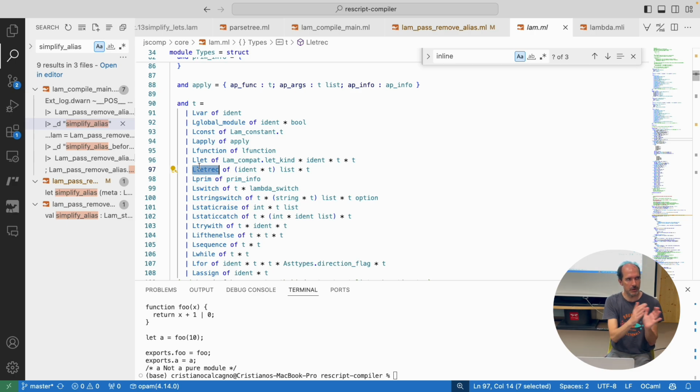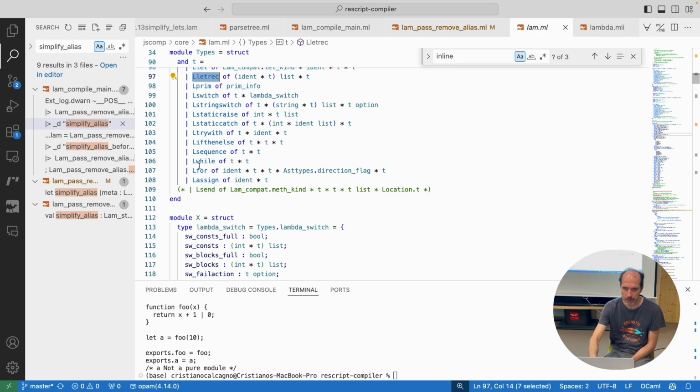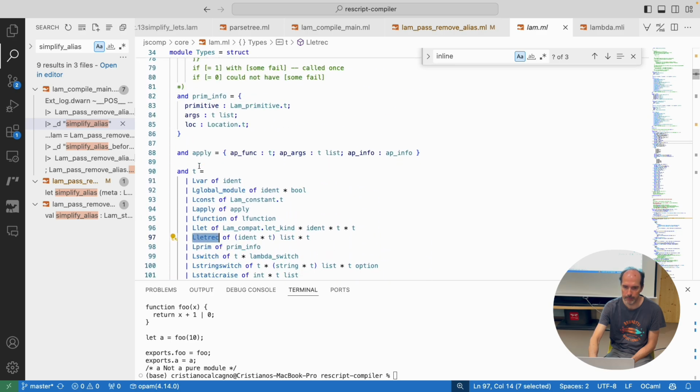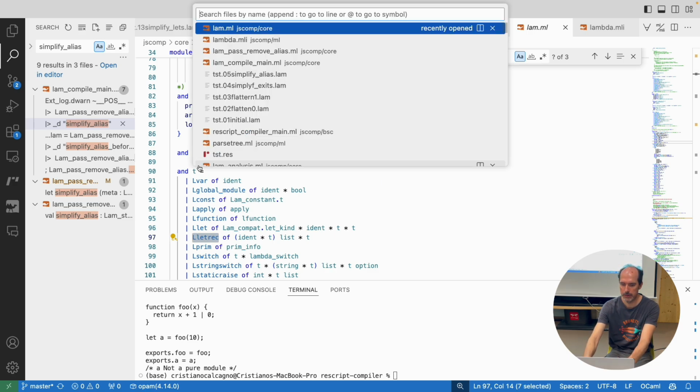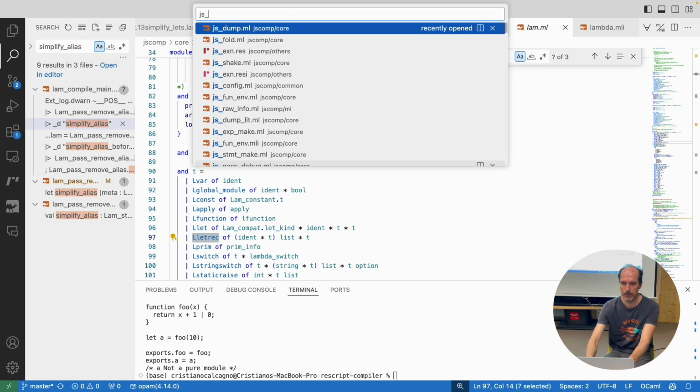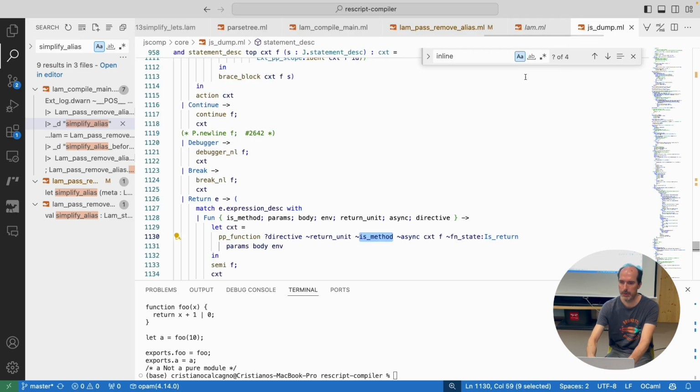So there is a version of Lambda which is a bit closer to generating JavaScript, and so this transformation operates at that level. So let's see if there is anything. And so this is the next level, and then, well, I guess the final level is JS dump.